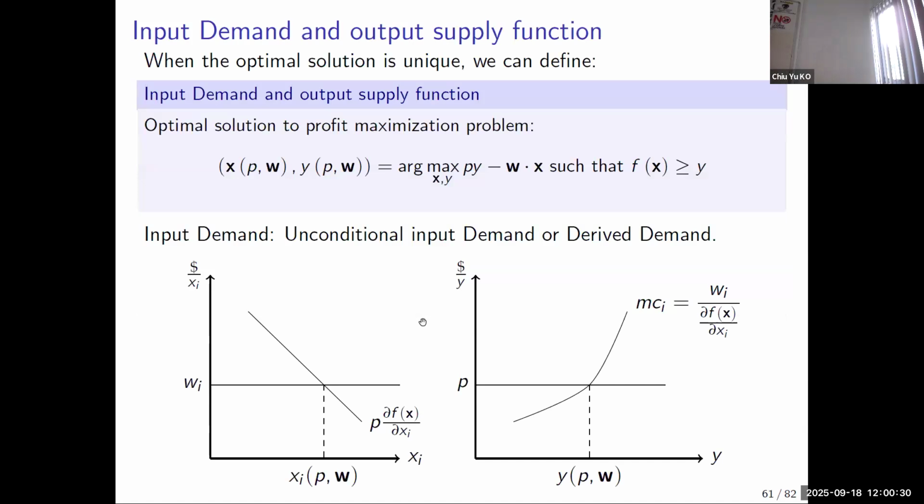So I combine the two things, right? So we have the input demand and output function. Okay, just X and Y. And it's the solution to this big problem. Okay. Is that okay?